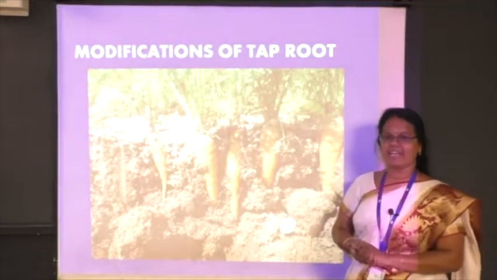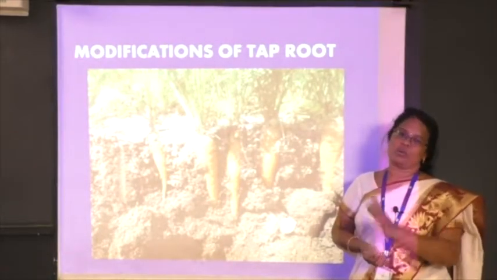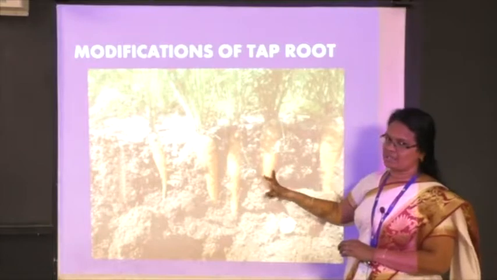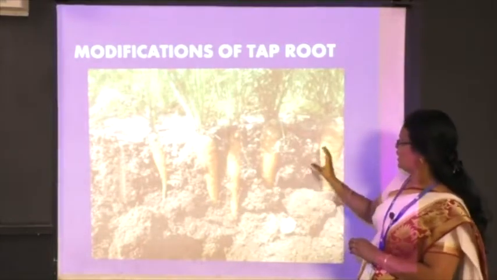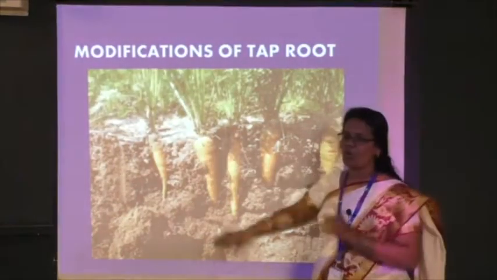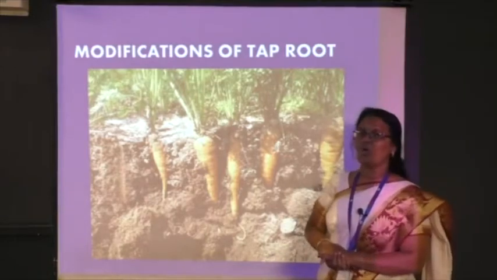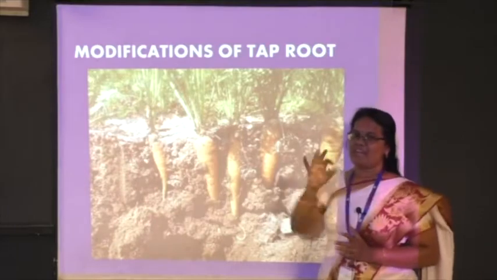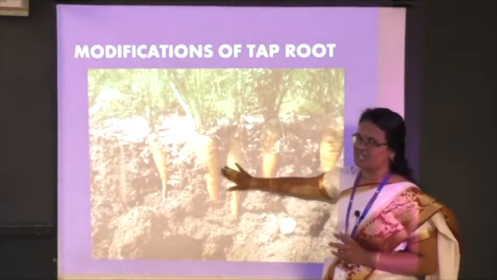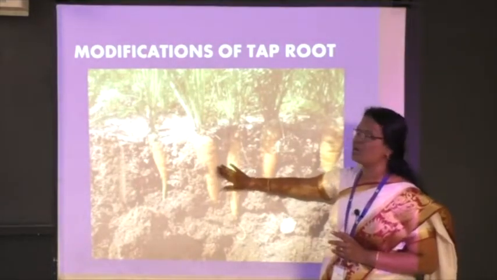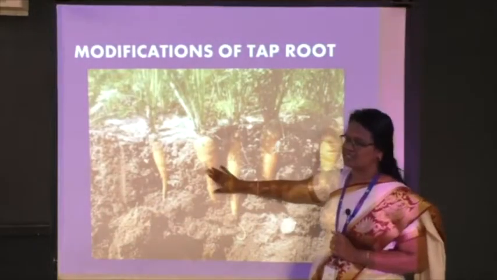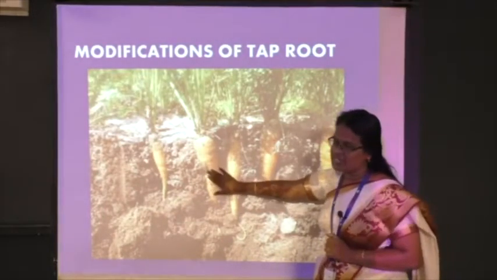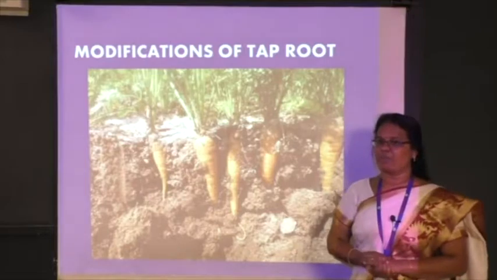The example is carrot, and the binomial is Daucus carota. See the shape. The upper region appears to be cone-like, so it is called a conical root. The taproot here performs the function of storage. So this carrot, conical in shape, is a modification of taproot. Next.